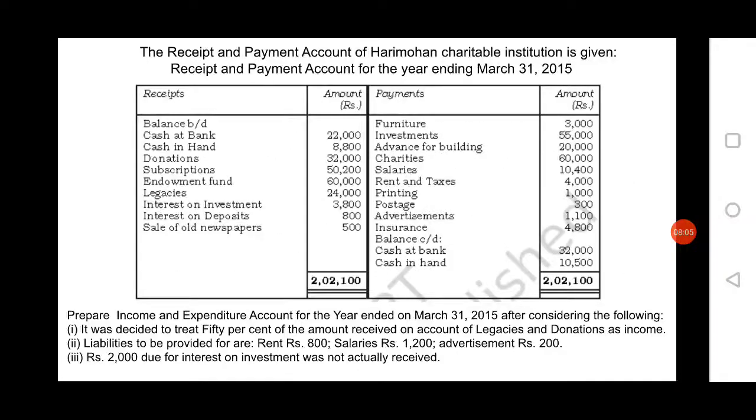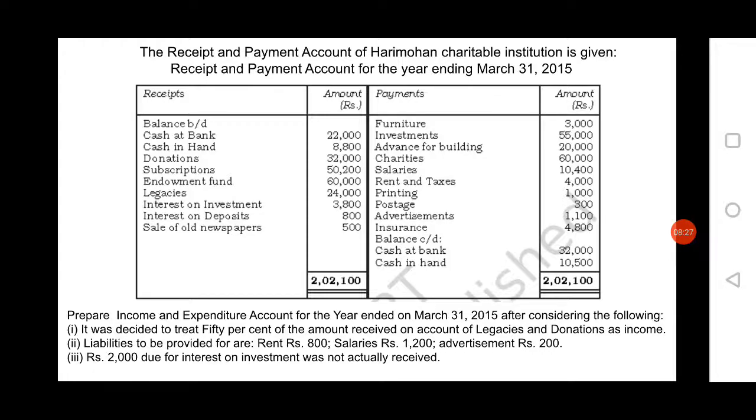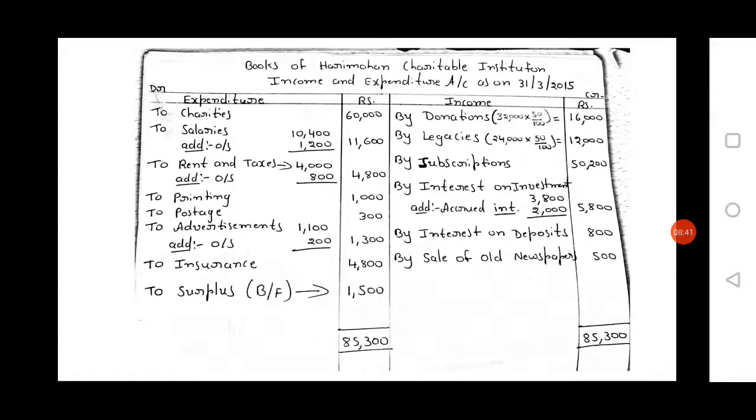The next item, interest on deposits rupees 800. Interest on deposit is also a recurring item, that means revenue received. Therefore you have to record on the income side by interest on deposits 800. The next item, sale of old newspaper, given in the receipt side, 500. It is also a revenue receipt, means recurring. Here related adjustment not given. Therefore on the income side you have to record by sale of old newspaper rupees 500.